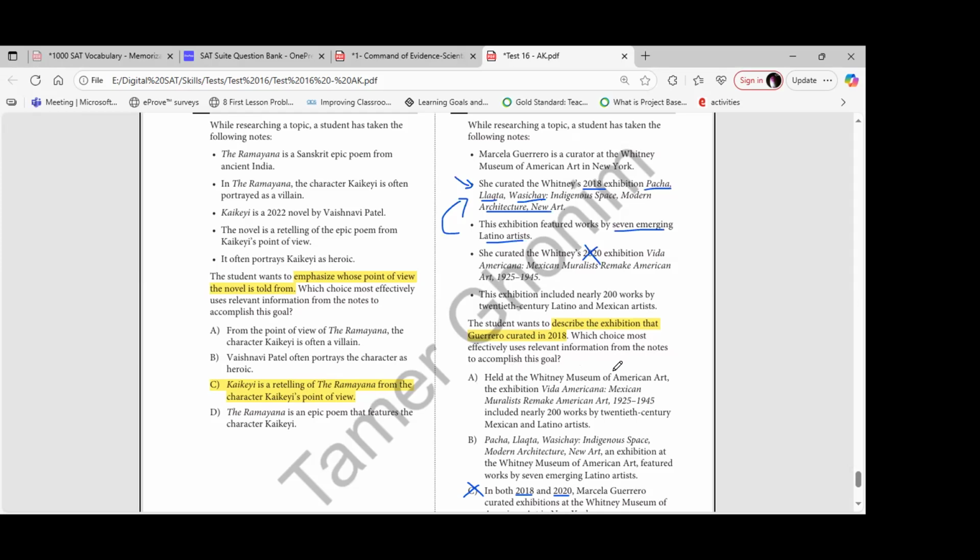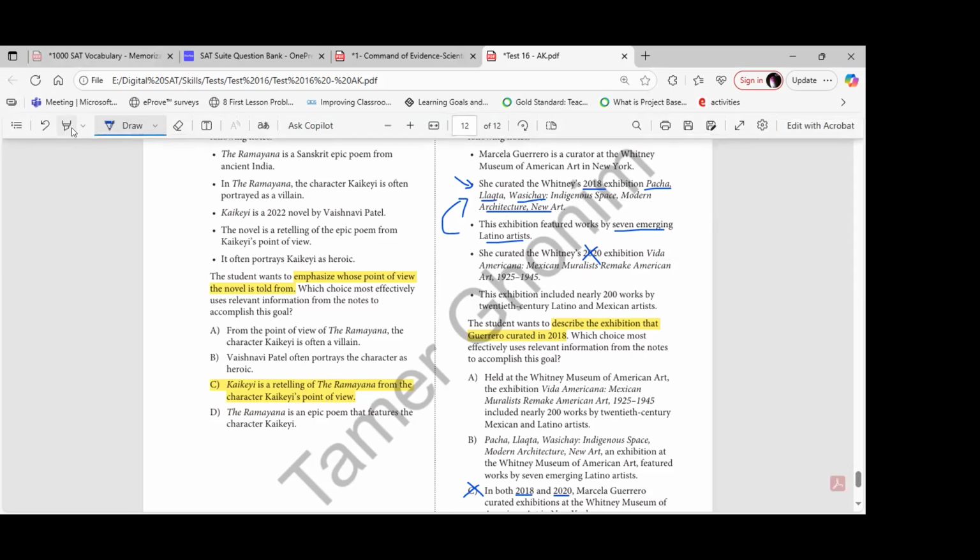Held at the Whitney Museum, Vida Americana, it's not this one. He doesn't mention it here. But in B, he said Bacha, La Cara, Wishay, Indigenous Space, yes. And then he mentioned an exhibition at the Whitney Museum of American Art featuring works by 7 emerging artists, yes. So this is the one that talks about the 2018 exhibition.